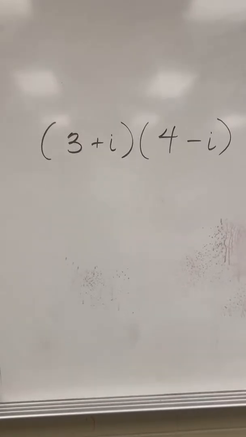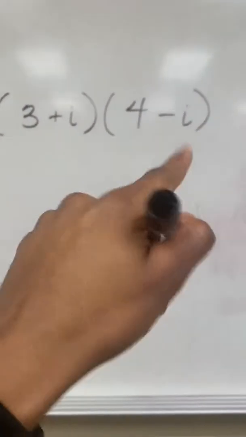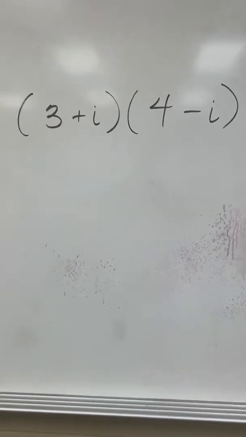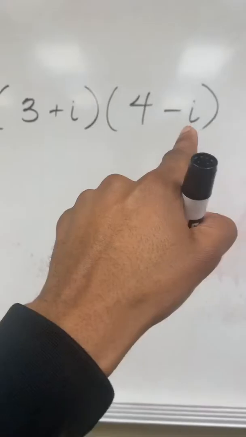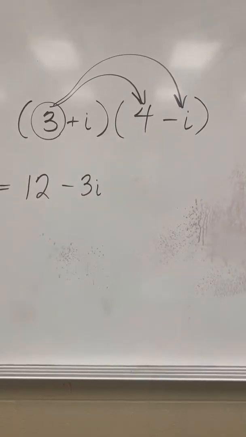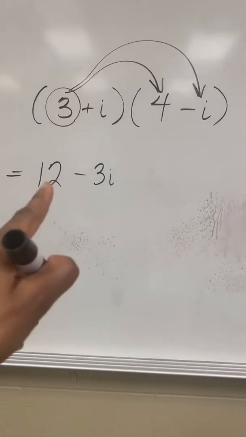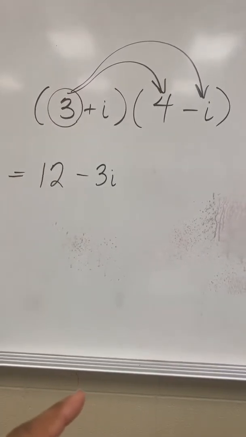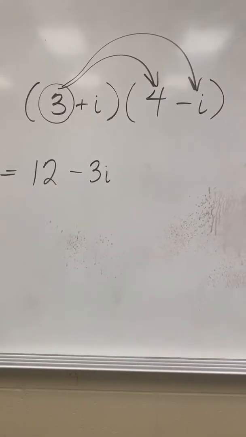So if we're going to multiply these complex numbers together, I have 3 plus i times 4 minus i. The way that we do it is we start with the 3 and we multiply 3 times everything over here. All right, so that's what happens first. And if you follow the arrows, 3 times 4 is 12. That's why I start off with my 12 right here. And then if you follow the arrows again, 3 times -i is a -3i. So that takes care of the first portion of it.